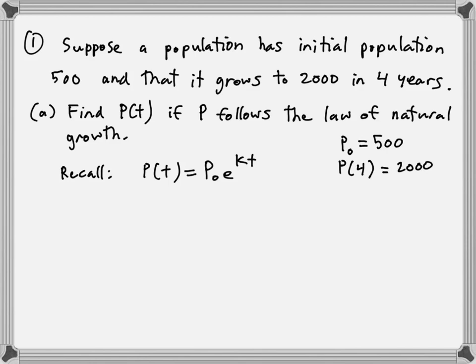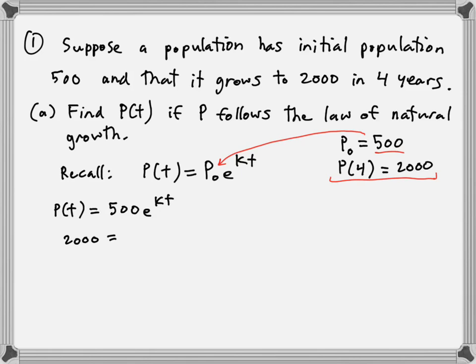How do we use these facts? Well, first, take 500 and replace P naught with it. You end up with P of t is equal to 500 e to the kt. Now use the other condition to find k. We're going to plug this guy in now. This means that I can write 2,000 is equal to 500 e to the 4k. And then from here, we should be able to solve for k.